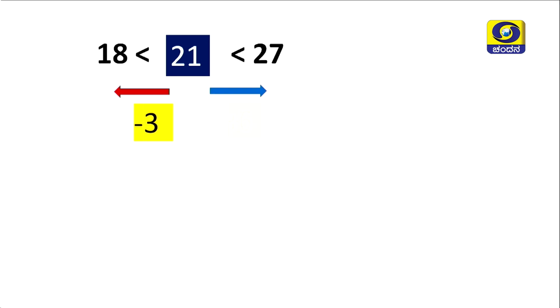Now, we have 21, 9 ones are 9, 9 twos are 18. Therefore, 18 is the nearest multiple of 9 less than 21. Same way, 9 threes are 27. So, 27 is the nearest multiple of 9 which is greater than 21. 21 minus 3 gives you 18. 21 plus 6 gives you 27.